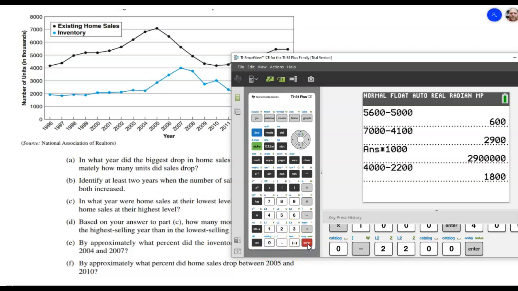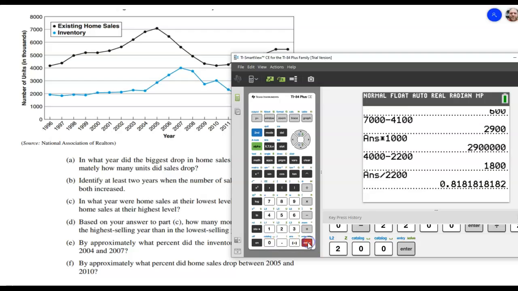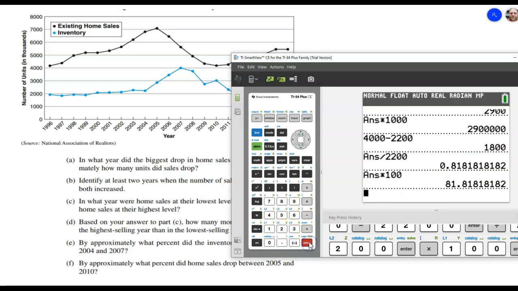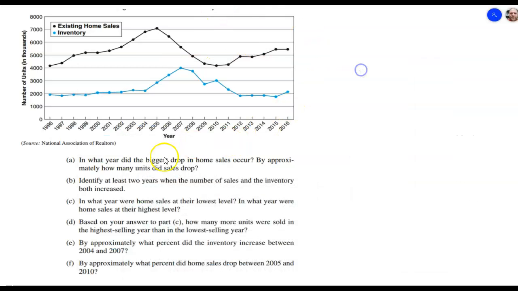And then we are going to divide by the original amount, which is 2,200. And then we're going to multiply by 100. So I got around 82% for that one, and that's what the book has too. And we can also use the formula that we did for the last one there.